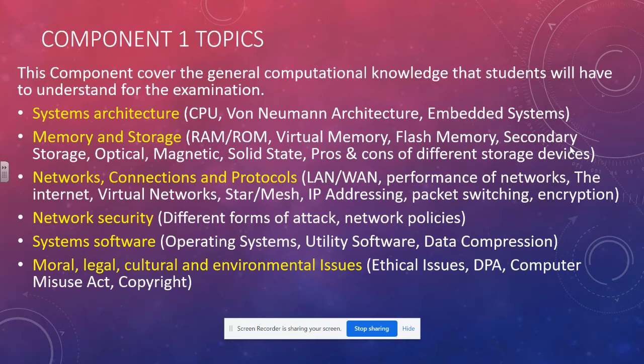System software: operating systems and utility software are covered. And the final unit, with the topics within that unit: ethical issues, the Data Protection Act, the Computer Misuse Act, and also copyright. So there's just a flavour of the topics covered in component 1. Again, that is assessed in an hour-and-a-half paper at the end of the course in Year 11, and that's worth 50% of the GCSE grade overall.